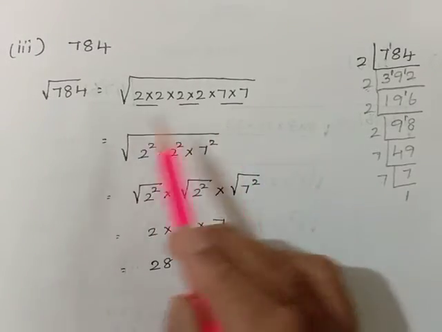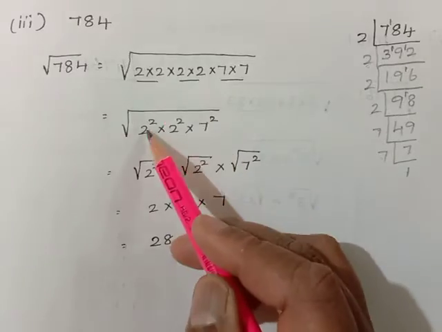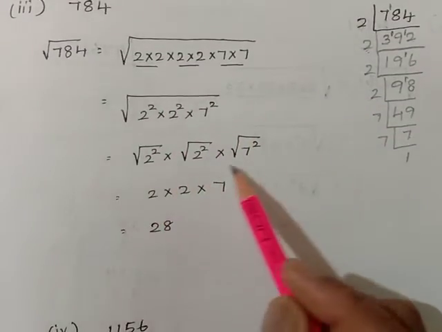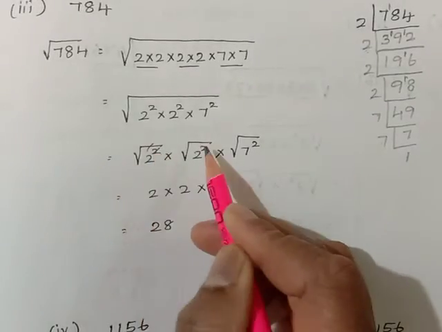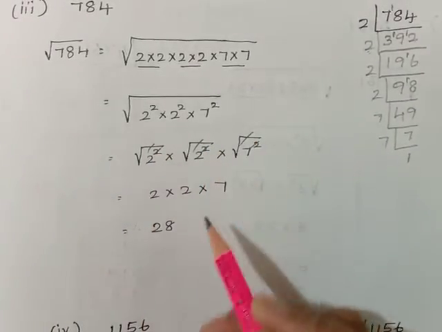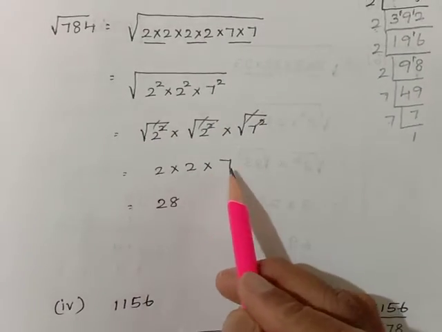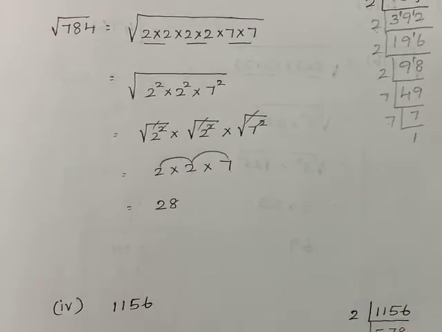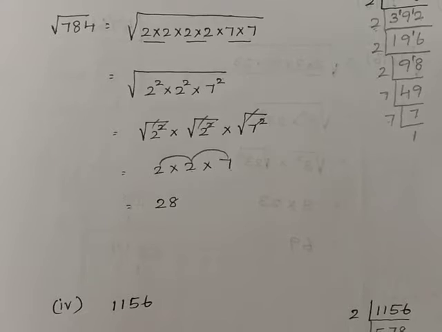Now you can divide the numbers into pairs. 2 into 2 can be 2 square, 2 square, 7 square. Now we can separate the root and write down square root, square root, square root, they cancel. So 2 into 2 into 7, 2 twos are 4, 4 sevens are 28, is your answer.